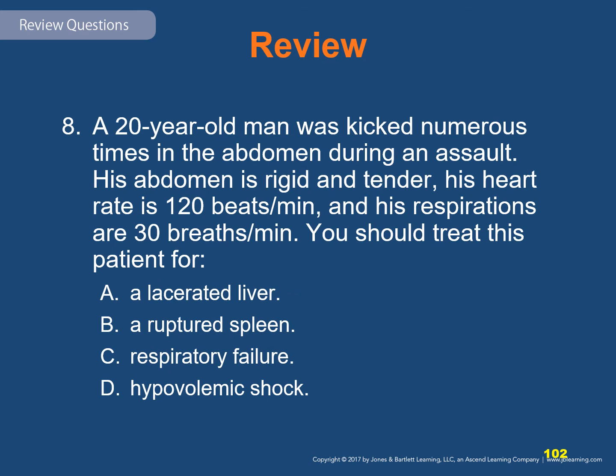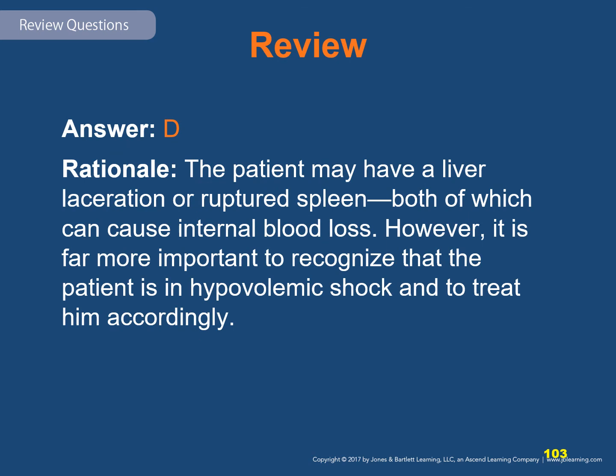Review question 8. A 20-year-old man was kicked numerous times in the abdomen during an assault. His abdomen is rigid and tender. His heart rate is 120 beats per minute and his respirations are 30 breaths per minute. You should treat this patient for A. A lacerated liver, B. A ruptured spleen, C. Respiratory failure, or D. Hypovolemic shock. The correct answer is D.